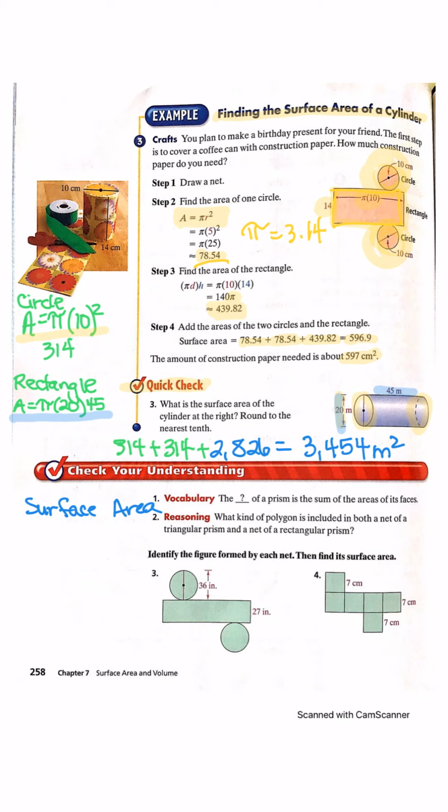Okay, so if you are looking at examples that we have already done, if you refer back to page 256, you'll see both examples of a triangular prism and a rectangular prism. They both have 6 sides.